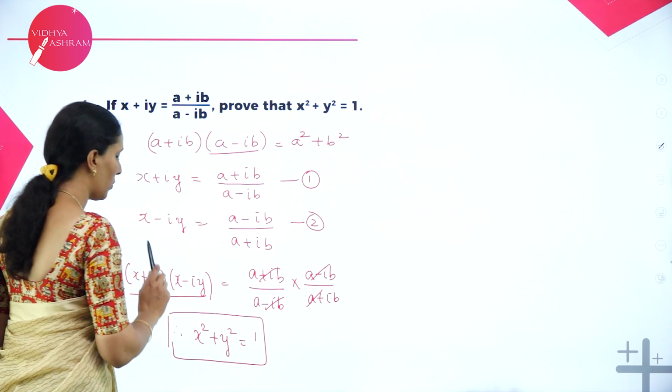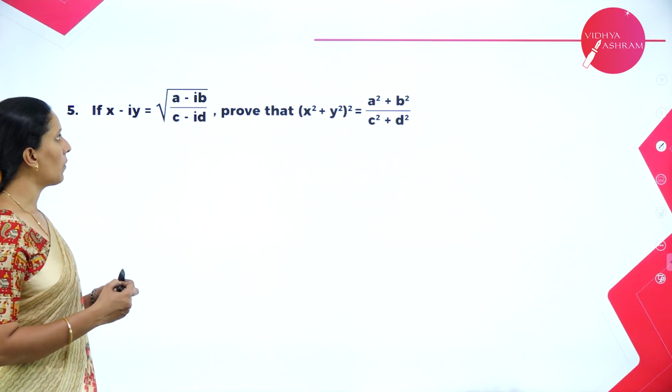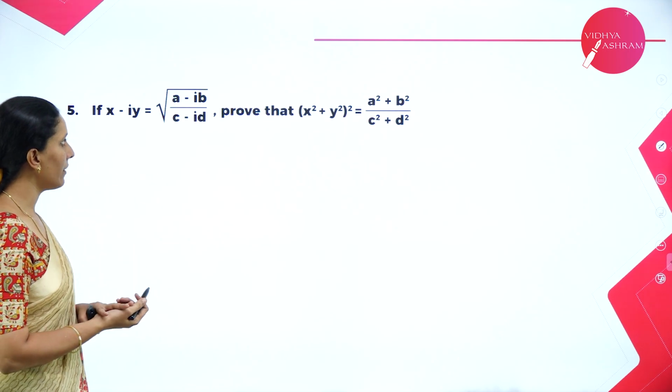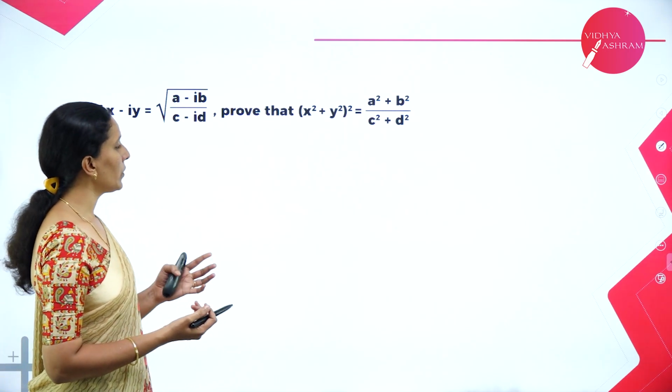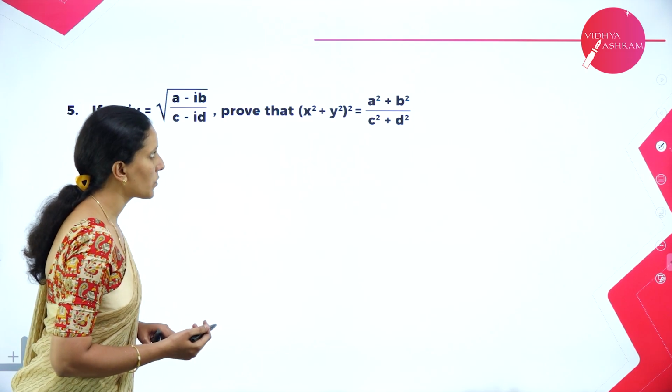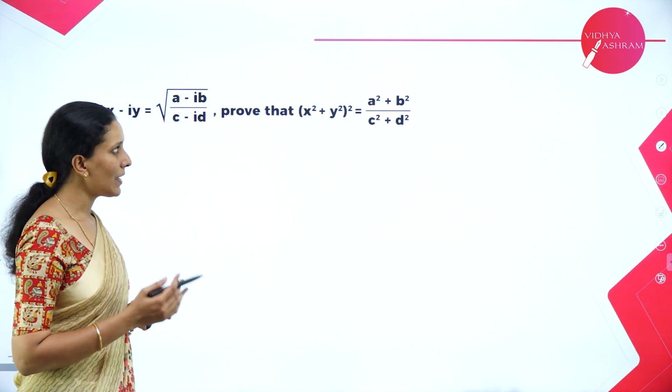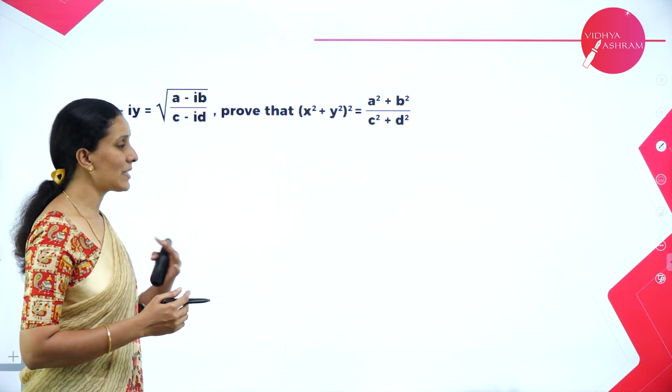Hence it is proved. If x minus iy is equal to square root of a minus ib divided by c minus id, prove that x square plus y square whole square is equal to a square plus b square divided by c square plus d square.